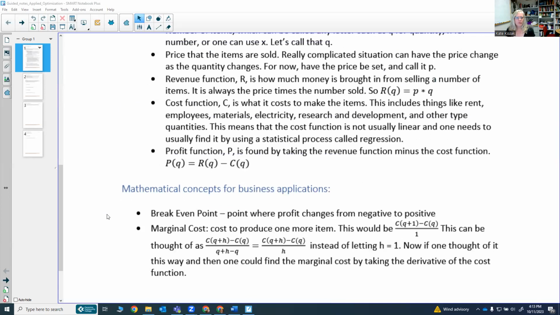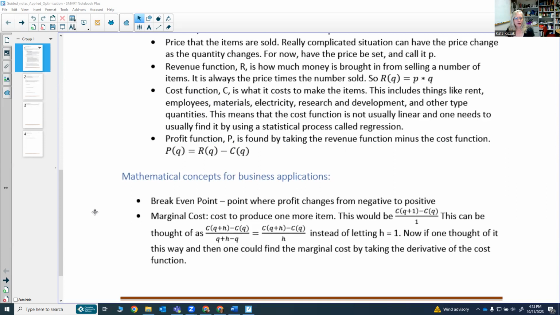So, some mathematical concepts for business applications. There's a break-even point. This is the point where profit changes from negative to positive. The marginal cost is the cost to produce one more item. This would be C of Q plus 1 minus C of Q, all over 1. This can be thought of as C of Q plus h minus C of Q, all over Q plus h minus Q, or C of Q plus h minus C of Q, all over h, instead of h equal to 1.